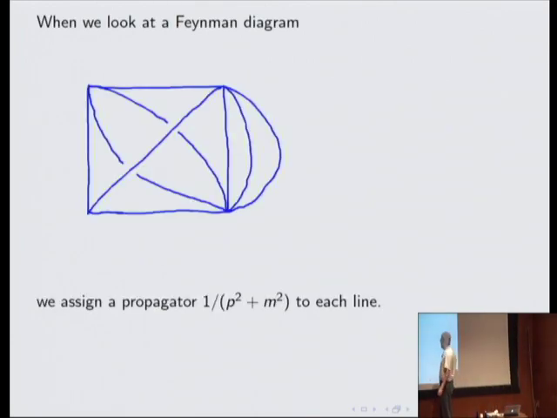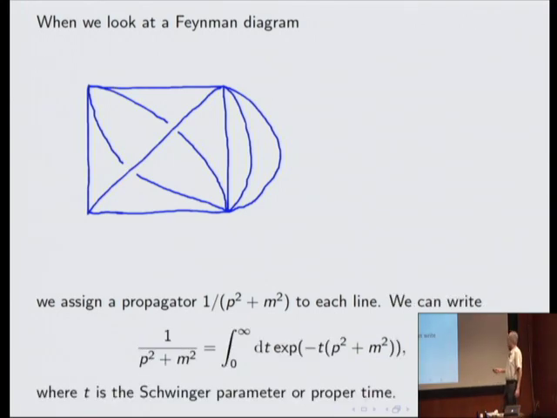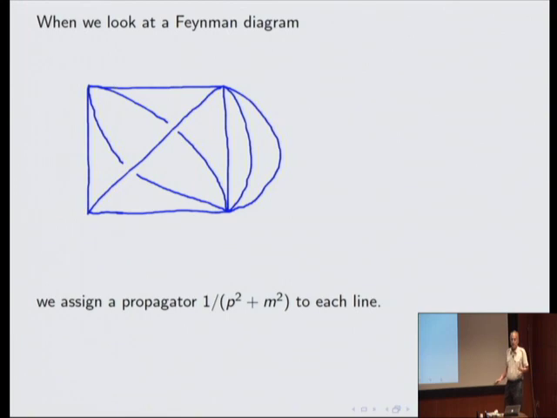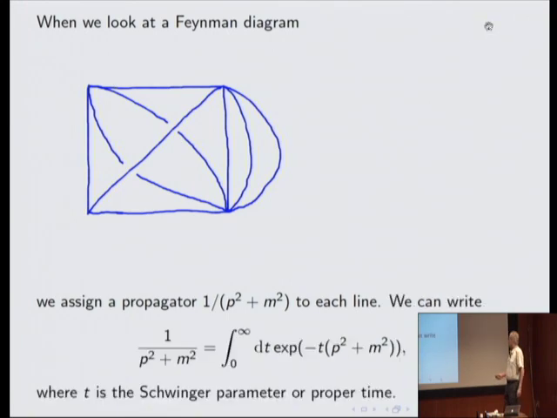So when we look at a Feynman diagram, we assign a propagator, which is 1 over p squared plus m squared, to each line. I'm going to write my propagators in Euclidean signature. And we can write the propagator in terms of a Schwinger parameter as the integral from 0 to infinity dt of the exponential of minus t times (p squared plus m squared).